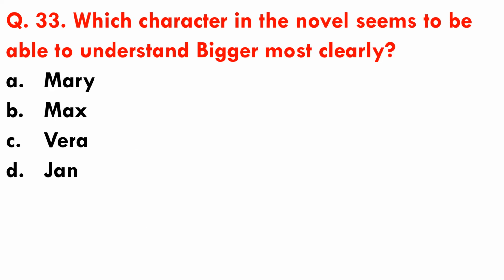Question number 33. Which character in the novel seems to be able to understand Bigger most clearly? Options are A, Mary, B, Max, C, Vera, and D, Jen. So Max, that is Bigger's lawyer or attorney, understands Bigger most clearly in the novel. Option B is the correct answer.